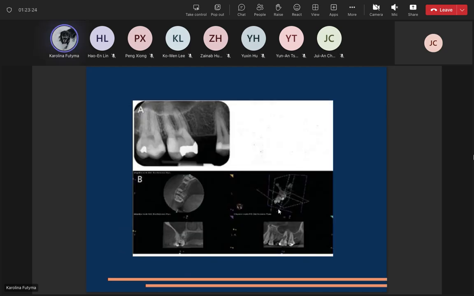Okay, this is the conventional 2D radiography. And this is the CBCT of the same tooth. As you can see, something's going wrong, and we can see it only on the CBCT views. So this looks quite normal.